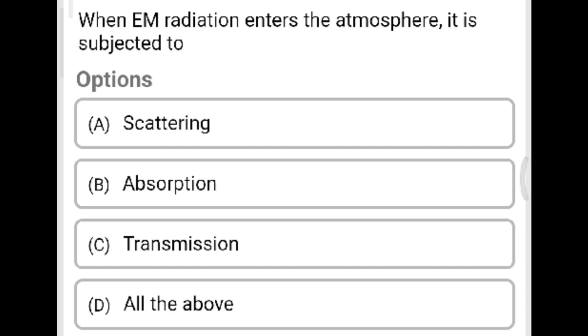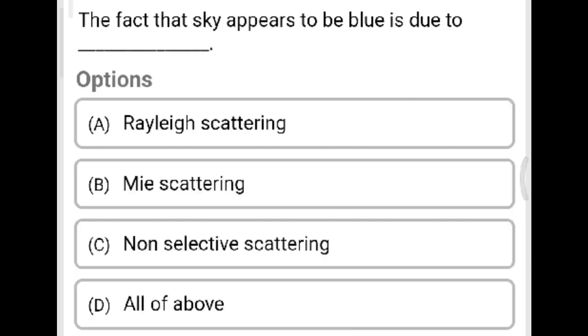Next question. When electromagnetic radiation enters the atmosphere, it is subjected to option A scattering, option B absorption, option C transmission, option D all the above. The correct answer is option D all the above. Next question. The fact that the sky appears to be blue is due to option A Rayleigh scattering, option B Mie scattering, option C non-selective scattering, option D none of the above. So the correct answer is option A Rayleigh scattering.